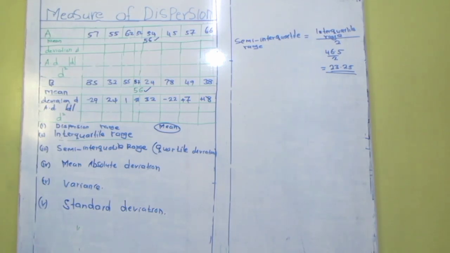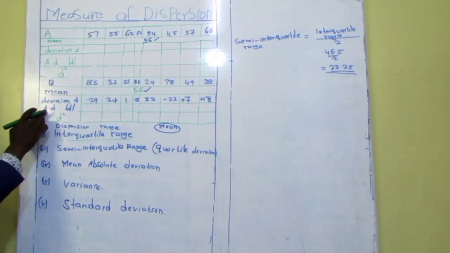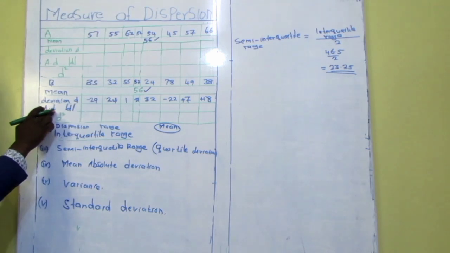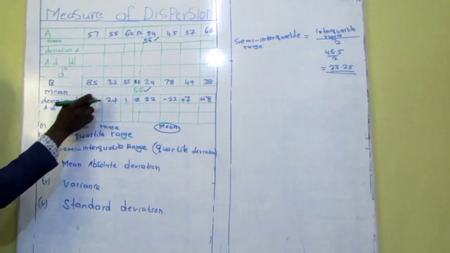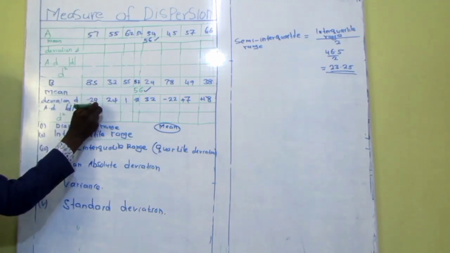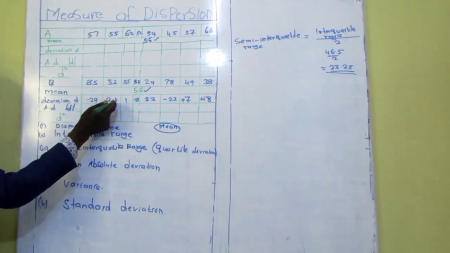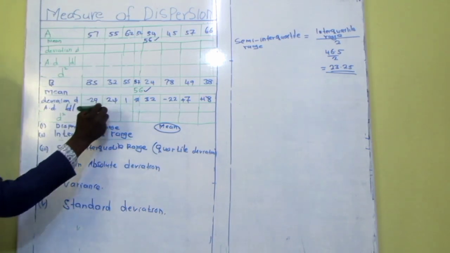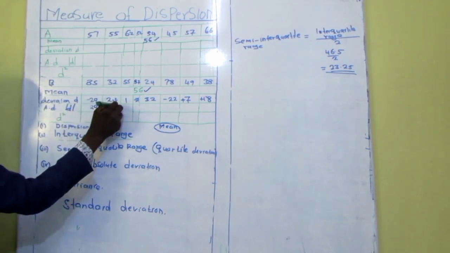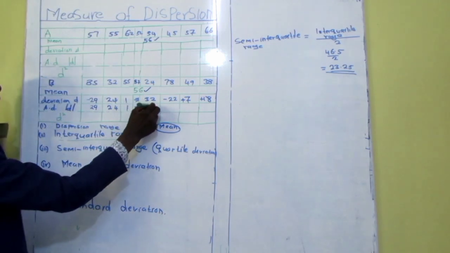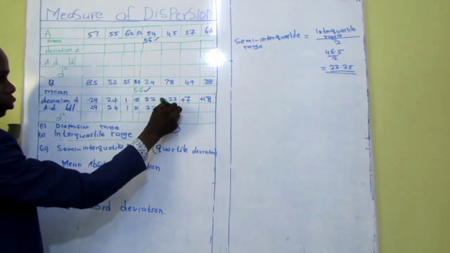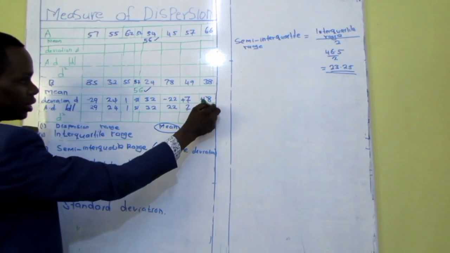So what we're going to do, we're going to use what's called absolute deviation. In absolute deviation, we're going to ignore the negative. So what is the absolute deviation of this? It is just 29. These are positive. If it's positive, it's going to remain positive. So it's going to be 24, 1, 31, 32, 22, 7, and 18.